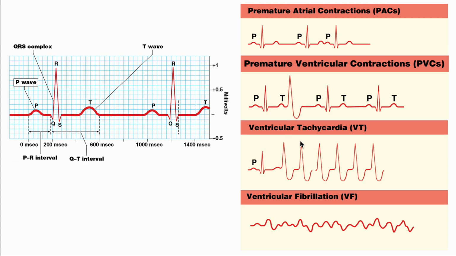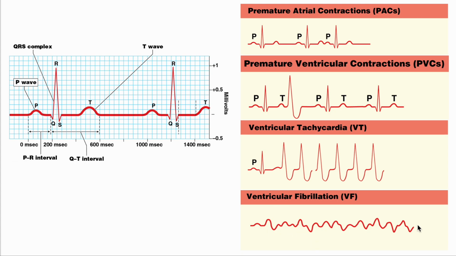Now, if you get ventricular tachycardia, that means you're getting that ventricular contraction over and over and over again very rapidly without any P waves. And so that's going to look like this. This is an issue, right? This is not a good sign, and it suggests something is not right and we need to intervene.